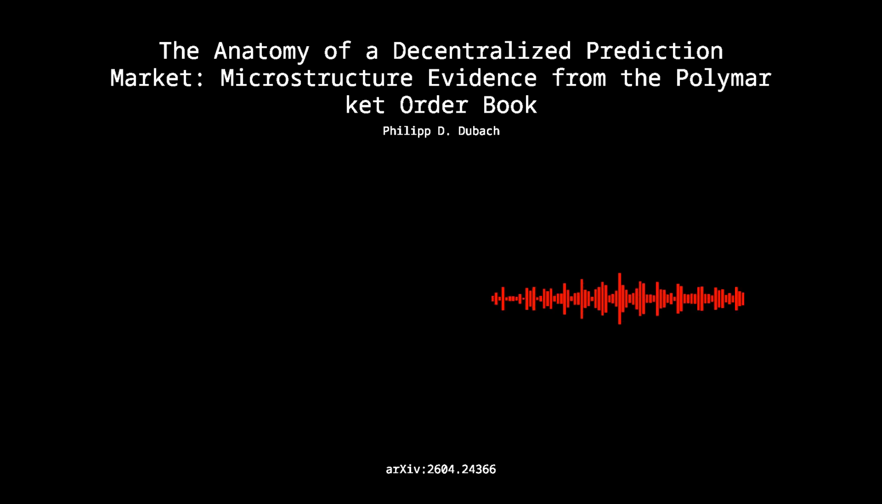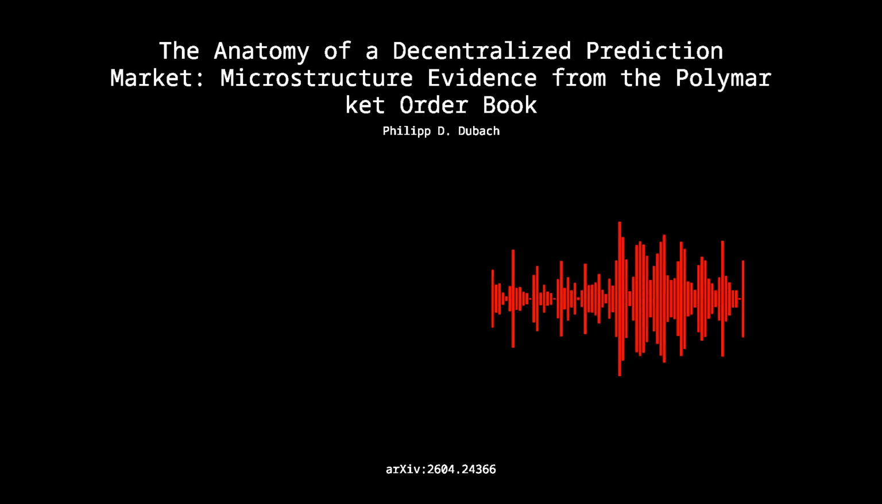And that structural inversion is the exact target of today's deep dive. We are looking at a really rigorous 2026 paper by Philipp D. Dubach. It's titled The Anatomy of a Decentralized Prediction Market, Microstructure Evidence from the Polymarket Order Book.